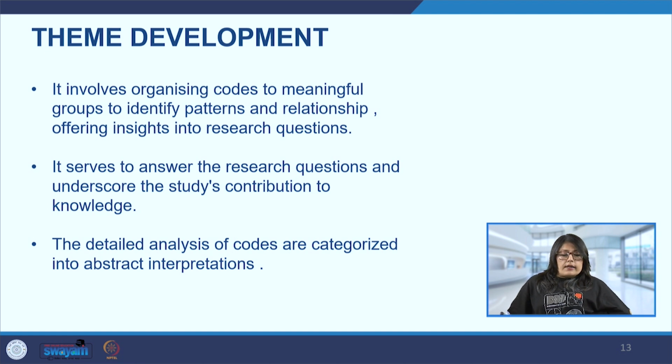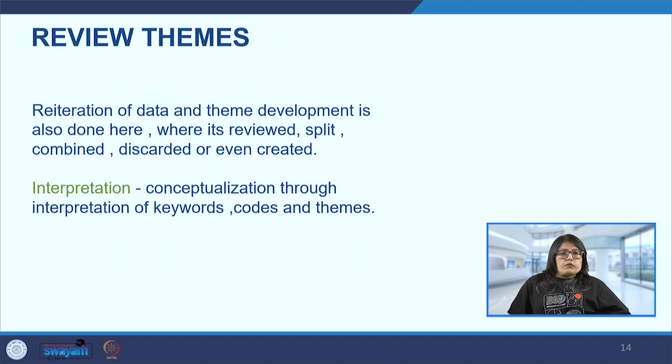Also, the detailed analysis of codes is categorized into abstract interpretations. So how do we interpret it? That is also done by categorizing these codes. When we review these themes, we reiterate the data, and theme development is also done at this stage. Here we review it, we split, we may combine, discard, or even create a theme depending on how accurate we find it for our purpose.